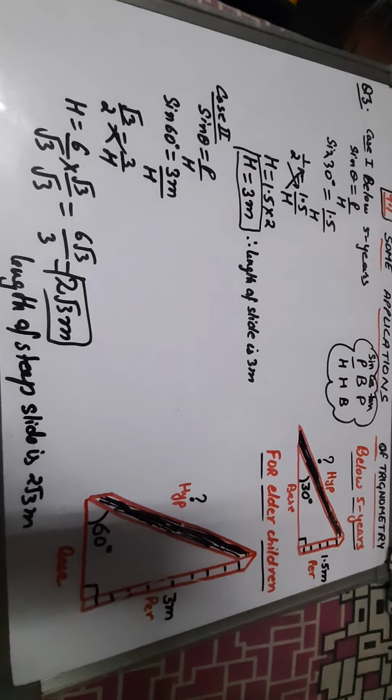Now let us move on to question number 4. So dear children, our question number 4 is: the angle of elevation of the top of a tower from a point on the ground. Elevation from where? From the ground, meaning we will mark it from the ground, which is 30 meters away from the foot of the tower, is 30 degrees. Find the height of the tower.